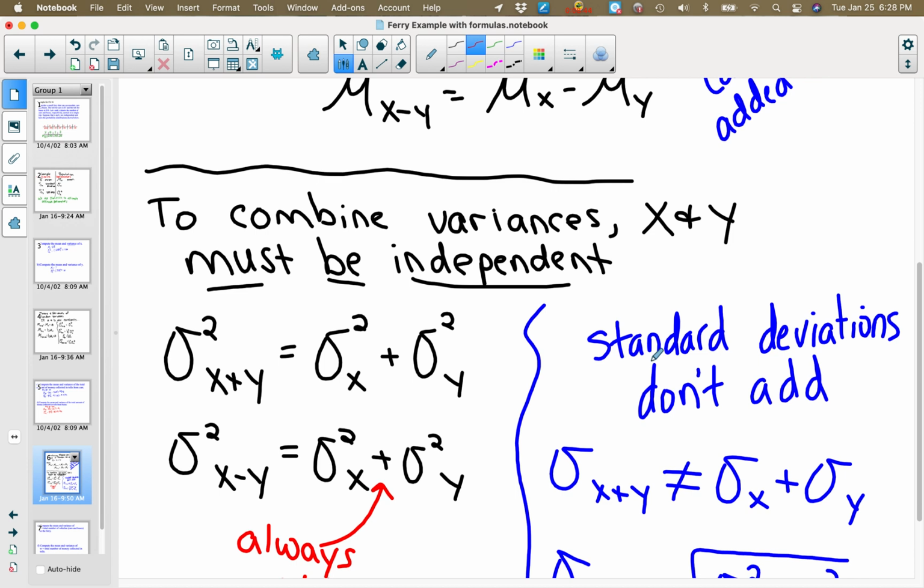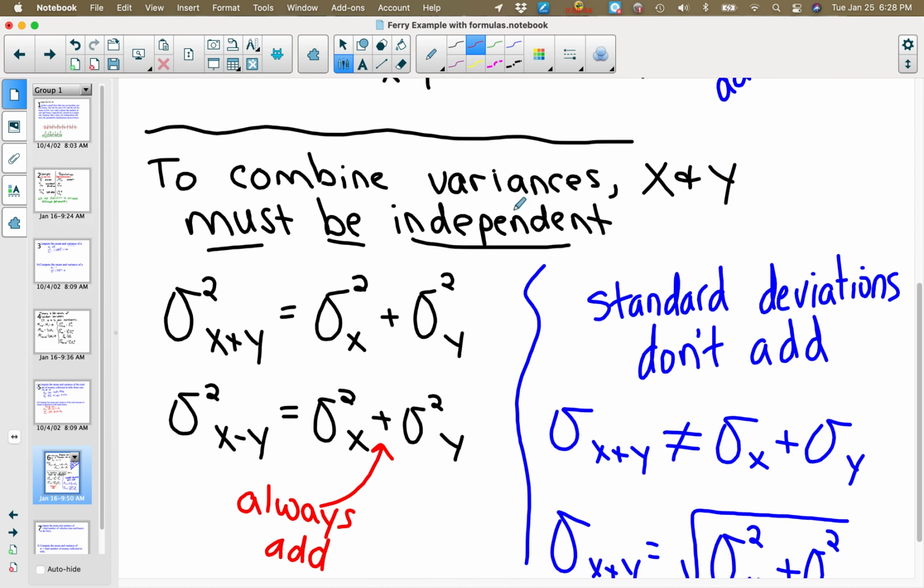However, variances. To combine variances, x and y have to be independent. So that is a must. The variables have to be independent, or else we would not be able to use these formulas. So sigma squared sub x plus y equals sigma squared x plus sigma squared y, as long as the variables x and y are independent. Over here for subtraction, if we're subtracting the two values, sigma squared of x minus y, the combined variance is sigma squared x plus sigma squared y.